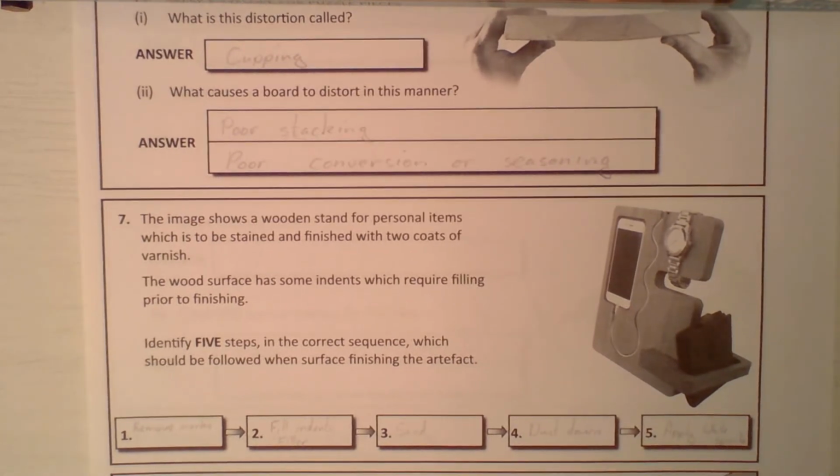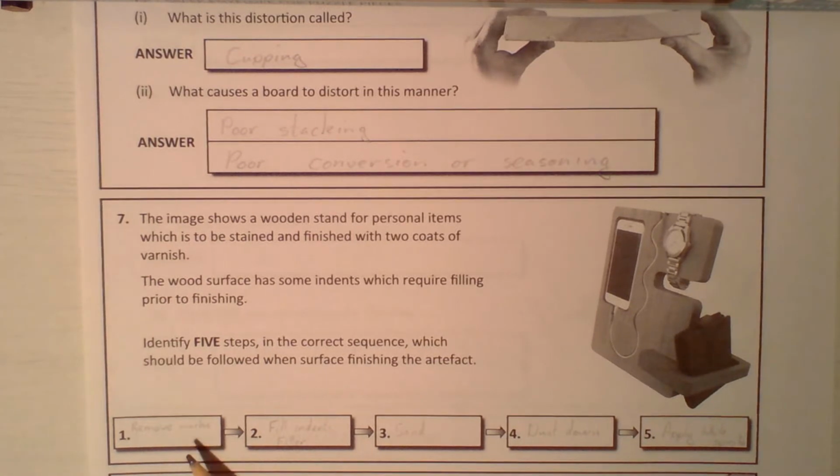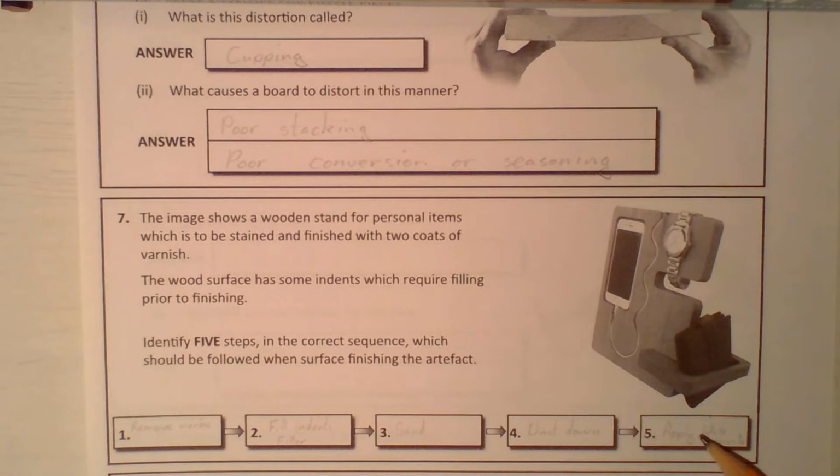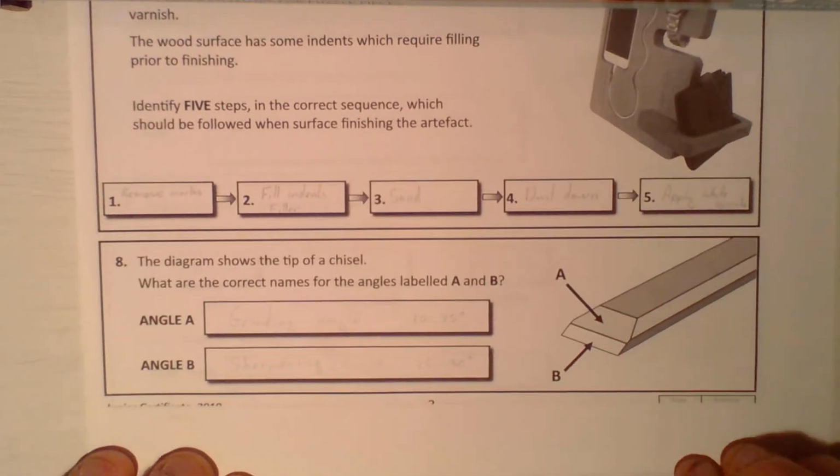Question 7. Identify 5 steps in the correct sequence which should be followed when surface finishing this artifact. The first thing you'd always do is you would remove any marks, so pencil marks. Second thing is fill indents using a filler, and then third step is to sand it. Once you've sanded it, you dust it down, and then finally you apply white spirits before applying your finish.